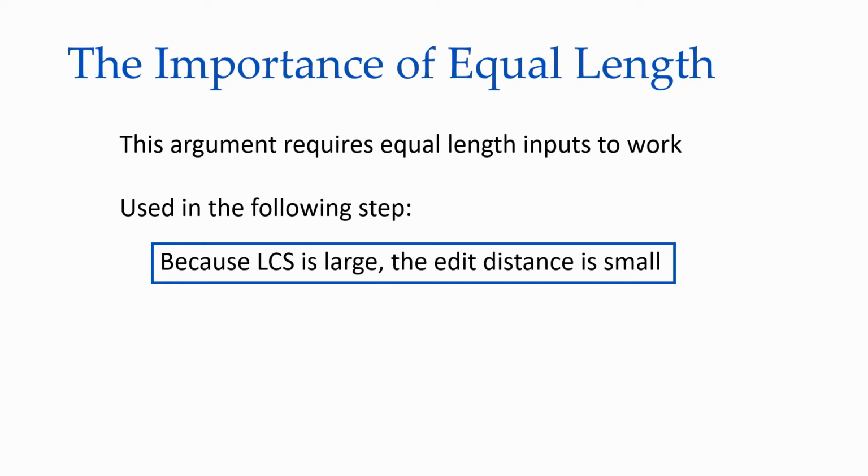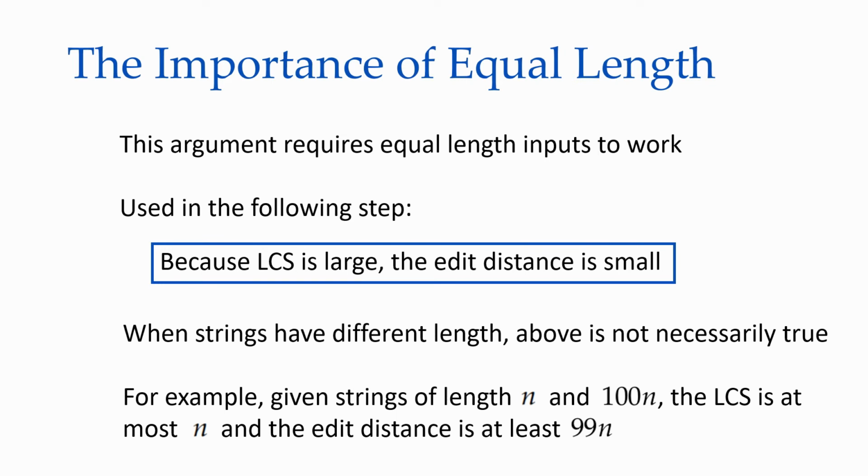So note that the LCS of two strings is always at most the length of the smaller string, because it must be a common subsequence for both. And the edit distance must be at least the difference in the lengths between the two strings, since we must delete enough characters from the larger string to become at most the size of the smaller string. So when the strings have very different length, just because the LCS is large does not mean that the edit distance is small in any interesting sense. This is the main reason the equal length condition seems important.